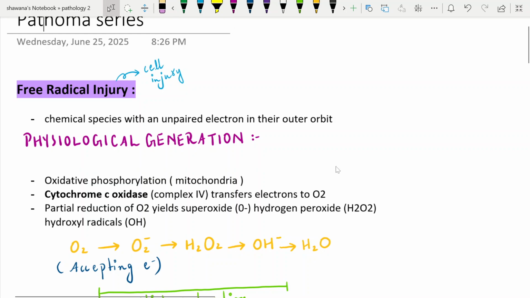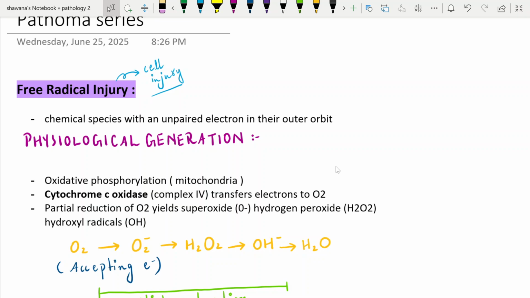Free radical injury is also one of the causes of cell injury, and when there is cellular injury, there are going to be consequences. So what are free radicals? These are chemical species that have an unpaired electron in their outer orbit.